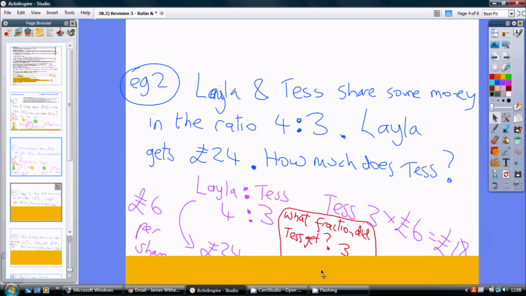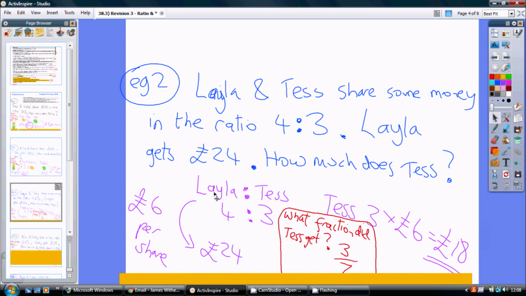So we start off the same way. Layla to Tess is 4:3. But now the £24 goes in the Layla column. So 4 shares is worth £24. So 24 divided by 4, that's £6 per share. Tess has 3 shares, so 3 lots of 6 is £18. So Tess gets £18. Now what fraction did Tess get, for example? Tess got 3 out of the 7 shares, so that's 3/7.